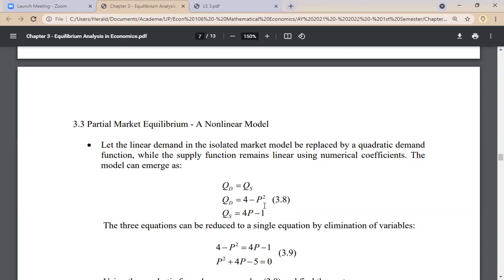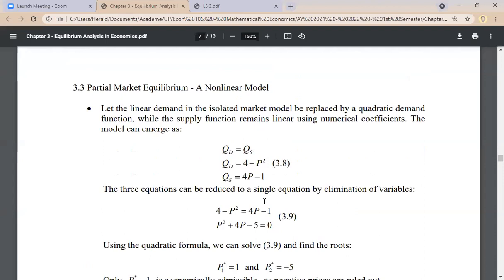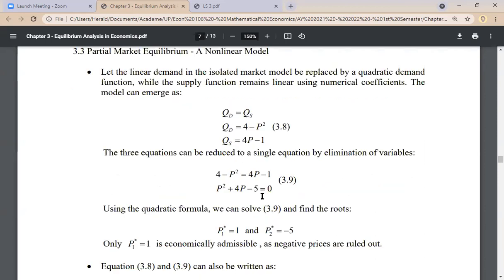Let's go through this example here. Suppose we have numerical coefficients in the form of quadratic functions. We have a demand function. We also have a supply function. We then try to reduce it to a single equation by elimination of variables. We can do so because we have stated early on that the equilibrium condition should be equal for both quantities. With that we come up with the equation p squared plus 4p minus 5 is equal to 0.